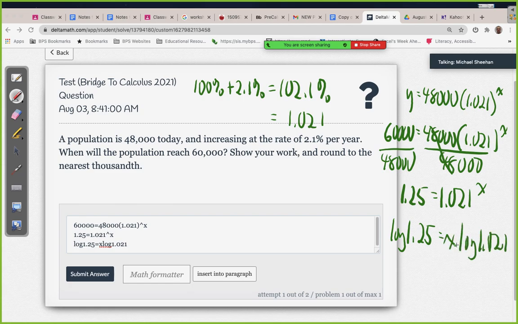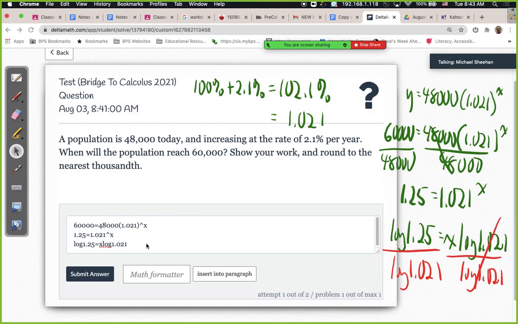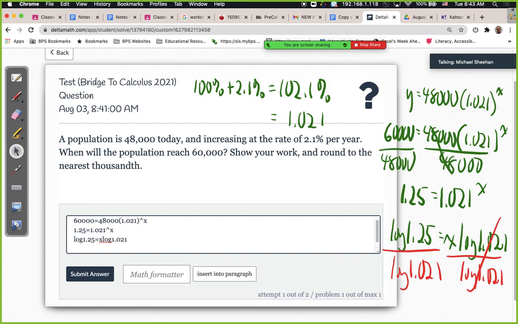And now, Samantha, I believe it was you. You did beautiful, beautiful work. But at this point, you turned the log of 1.25 and the log of 1.021 into decimals. So you lost quite a decent amount of accuracy on your final exam answer. So that's something I really want to make you aware of. It's a big deal. Do not round off anything early in AP Calc. So really do your best not to do that.